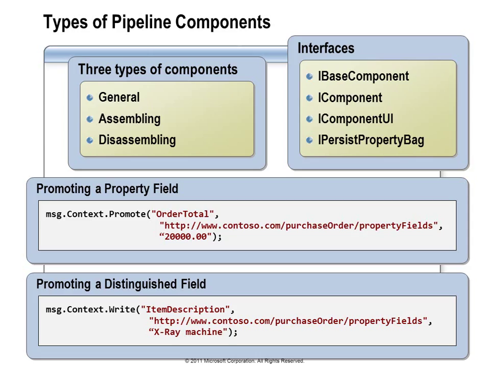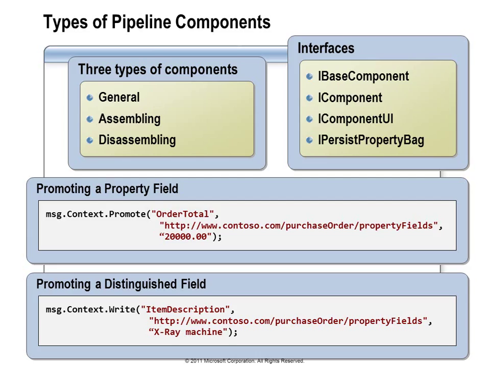You can get started writing a new custom pipeline component by creating a new class library project in Visual Studio. And then you need to mark your class with a .NET attribute called component category. And then BizTalk will be able to recognize your class as a pipeline component. You can also use that component category attribute to specify in which stage this pipeline component can execute.